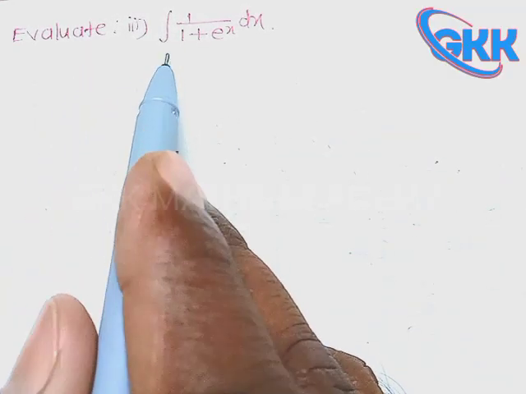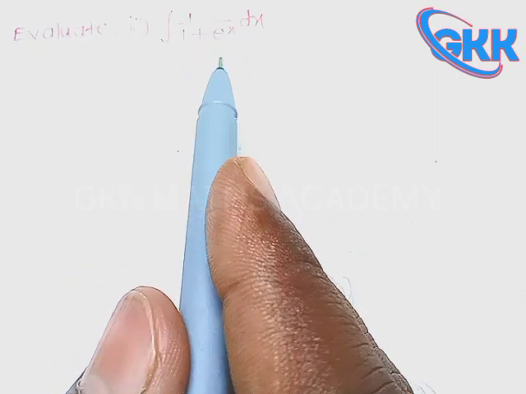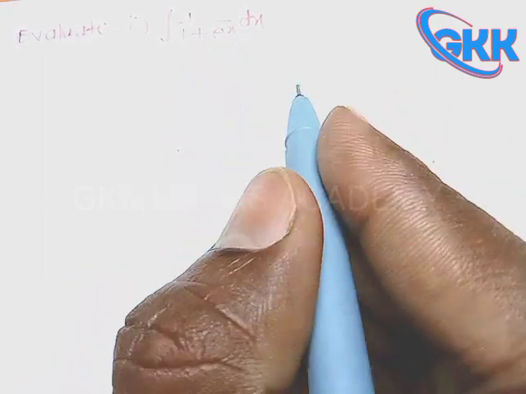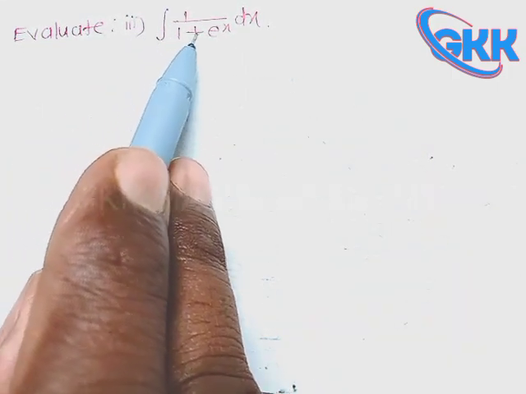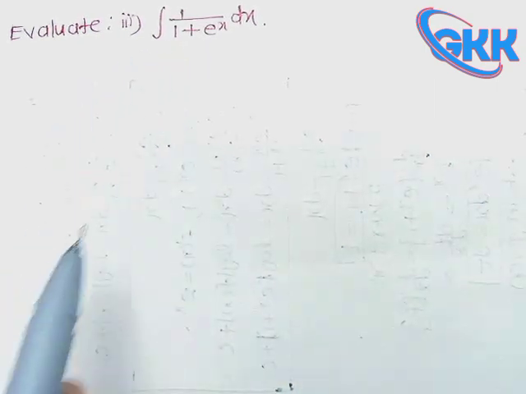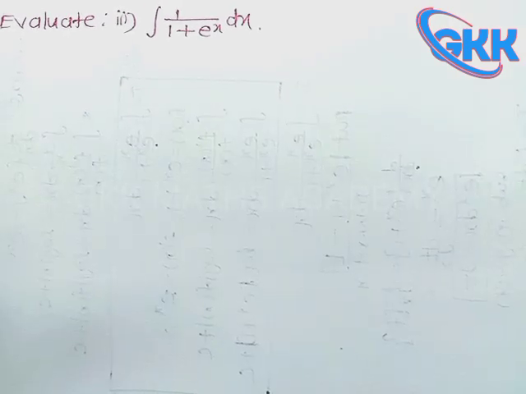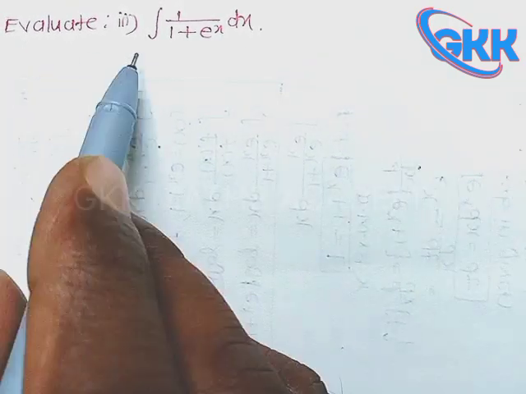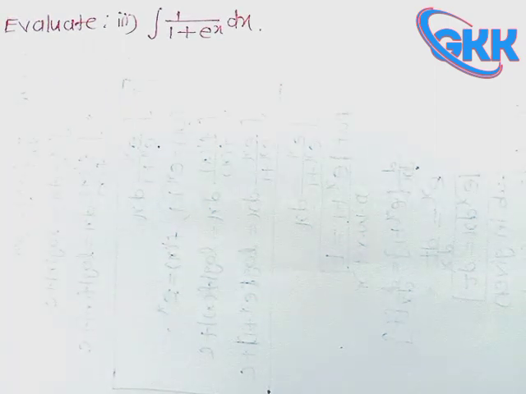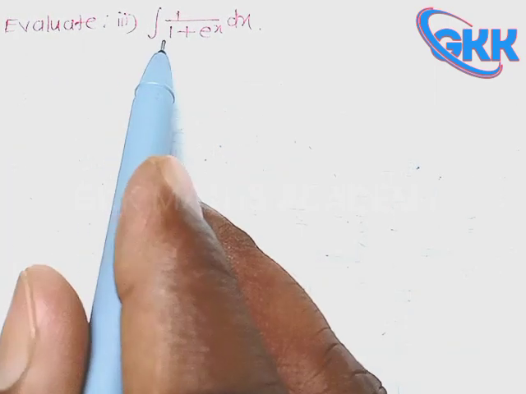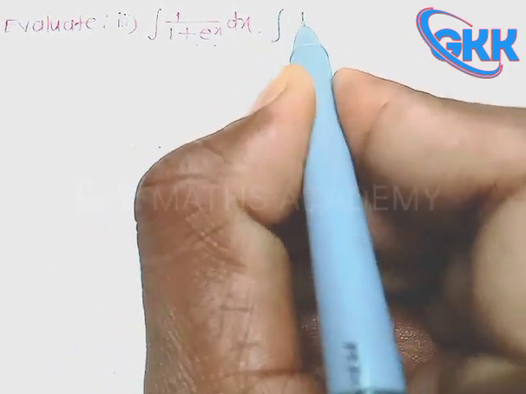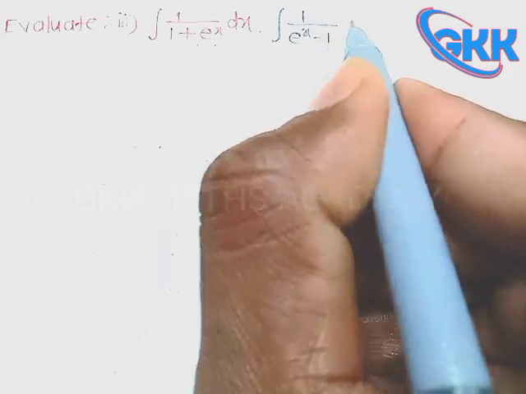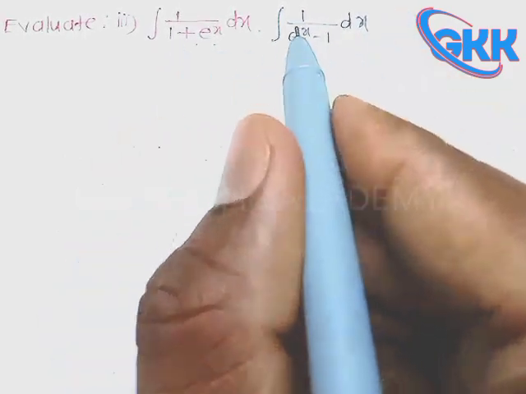Evaluate the integral of 1 upon 1 plus e power x dx. So in the previous problem, what was it? 1 upon 1 minus e power x? I think so, the previous problem. Evaluate the integral of 1 upon 1 plus e power x dx. The previous problem is there, no? 1 upon e power x minus 1 dx. Only the minus is changed, sir.